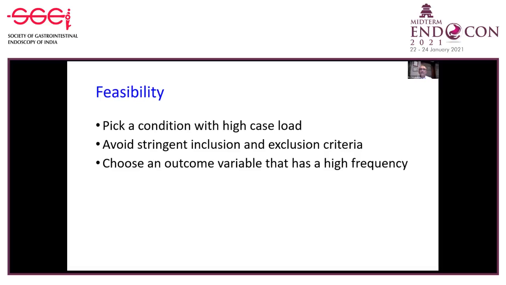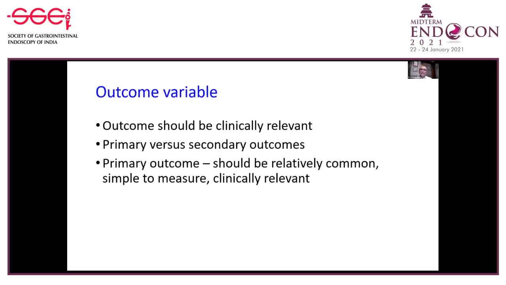You will have to have something which is applicable more broadly so that it can be used widely. Finally, when you choose an outcome variable, choose a variable which occurs fairly often. If you're looking for something very rare, an outcome variable, then you will have to have a large sample size. What is an outcome variable?